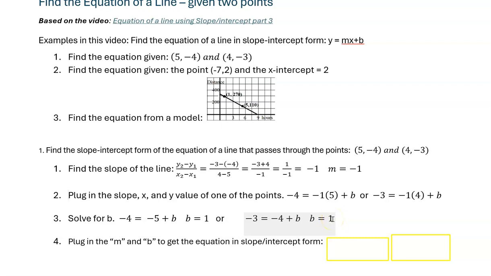I try to use the one that looks easier, but sometimes these look pretty much the same, so it wouldn't really matter. Once you determine your m and your b, you're ready to plug those in. And when I plug those in, I get my m is -1 and my b is 1. And probably what you would want to get to writing is just y equals -x plus 1. You don't need to show that 1 there.